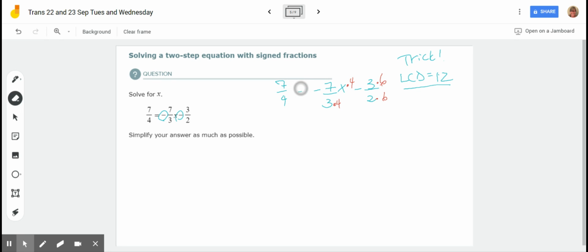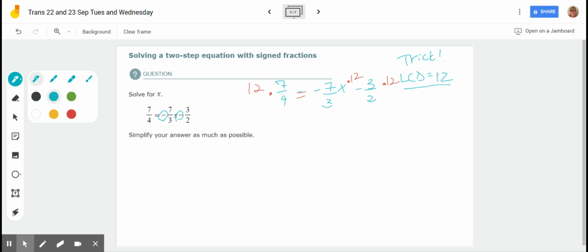Here, I'm going to multiply by 12. I don't know what I was thinking. I was just thinking, hey, I'm going to put them all over a common denominator. Silly me. Don't do that. 12. Okay, equals times 12 and times 12. All right, there we go. Sorry about that. Okay, here we go.